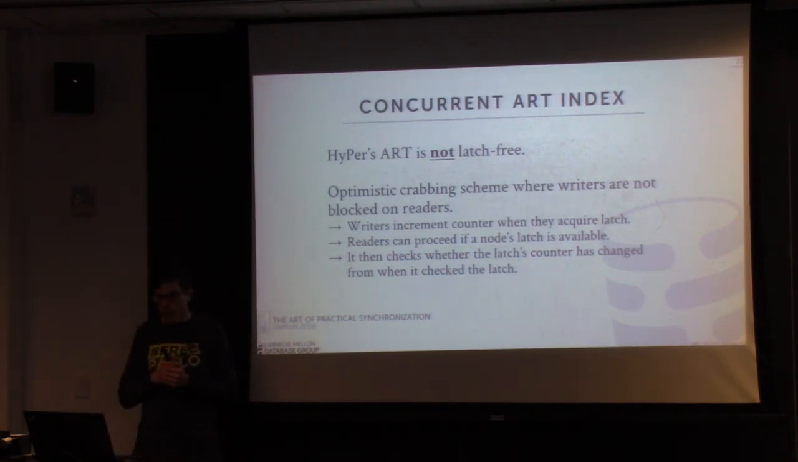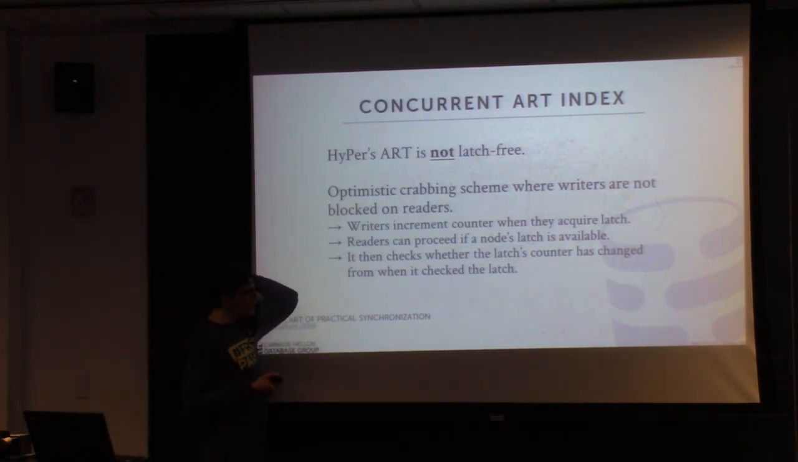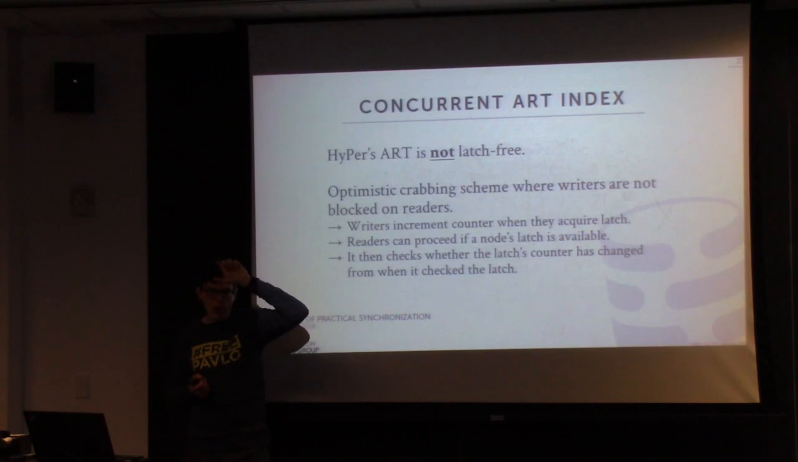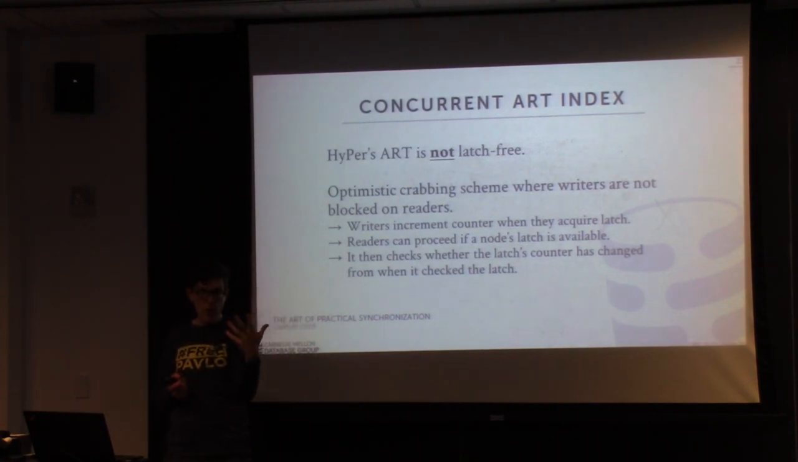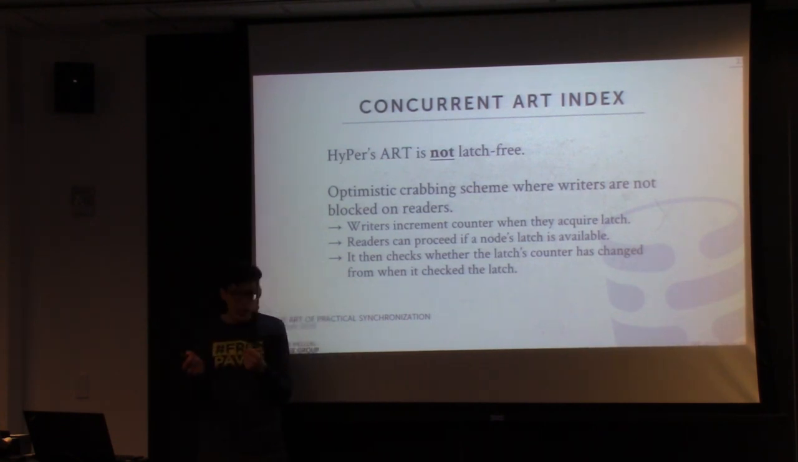So they're doing latch crabbing just as you would in a regular B plus tree. But what they'll have is the latch inside the index node will have a counter. So anytime a writer thread wants to acquire an exclusive lock, or a write lock, for that node, it does a compare and swap, because it's a spin lock. It acquires the lock, and if it gets it, then it increments the counter atomically.